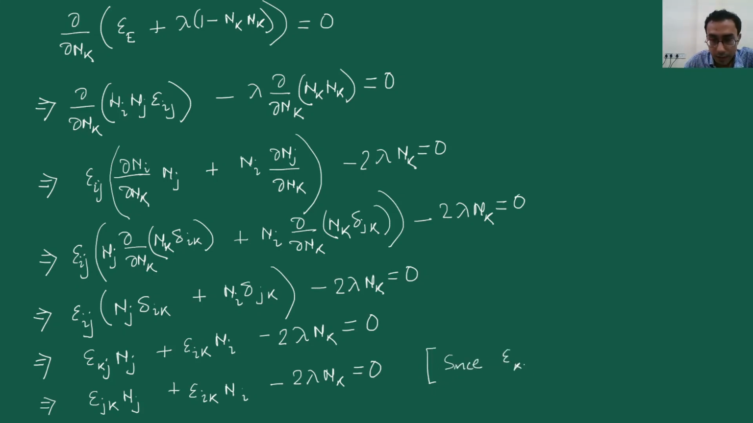Since epsilon kj is equal to epsilon jk, going by the symmetry property. Okay. Now you see, in this first term, the j is the repeated index. Because this is a repeated index, it is also like the dummy index. So instead of j, I can write this as p. It doesn't really matter because it is repeated, it is not a free index. So I can as well write this as epsilon pk np.